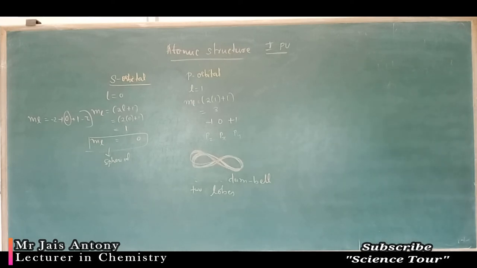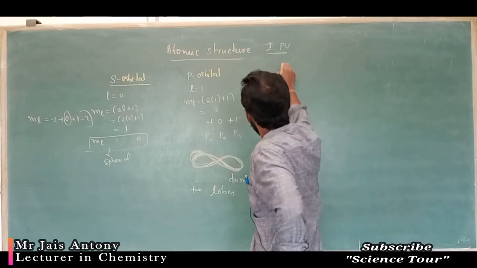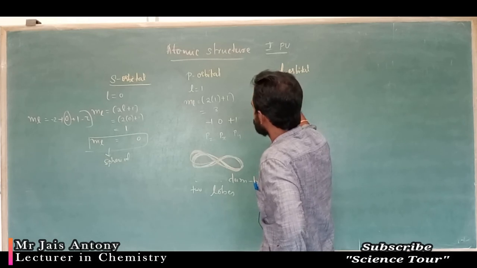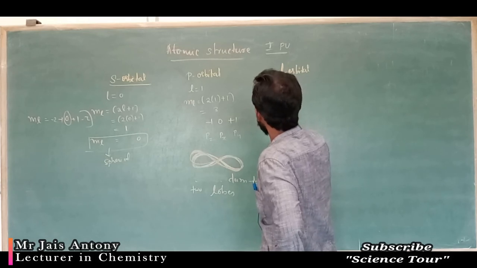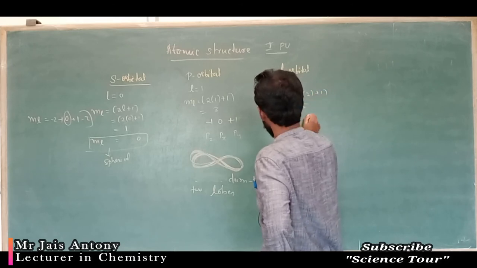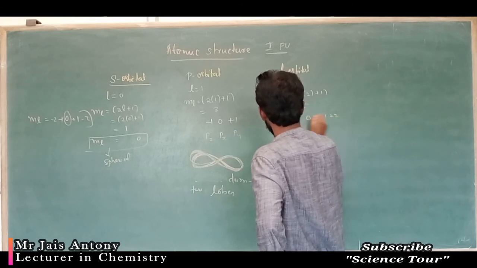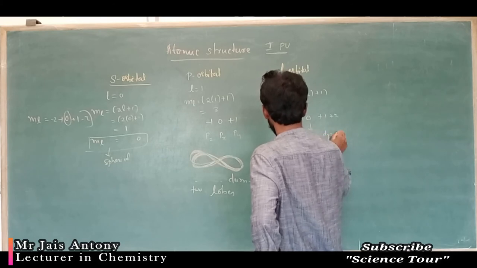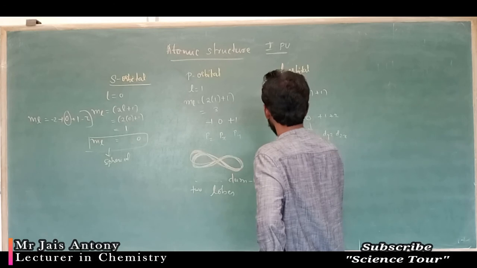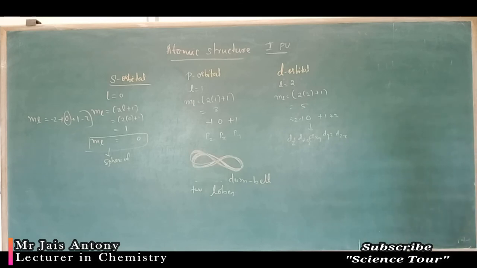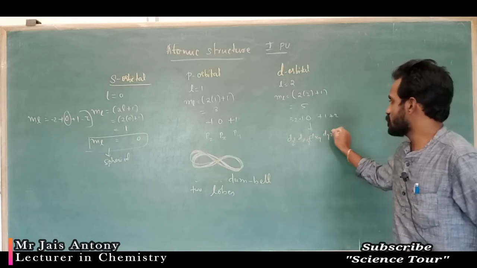Okay, my dear students, next is d orbitals. In d orbitals, the L value is 2. That means ML, how many orientations are possible? 5 orientations. Which are the 5 orientations? Plus 1, plus 2, minus 1, minus 2. That means dxy, dyz, dzx, dx square minus y square, dz square. 5 orientations: 1, 2, 3, 4, 5.